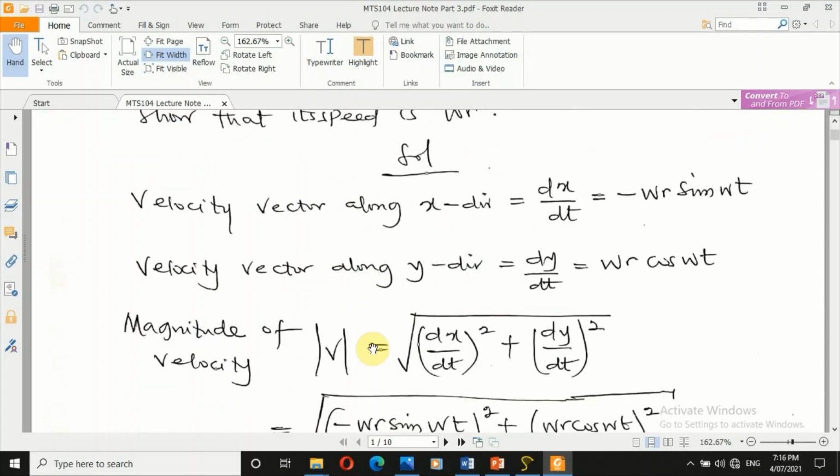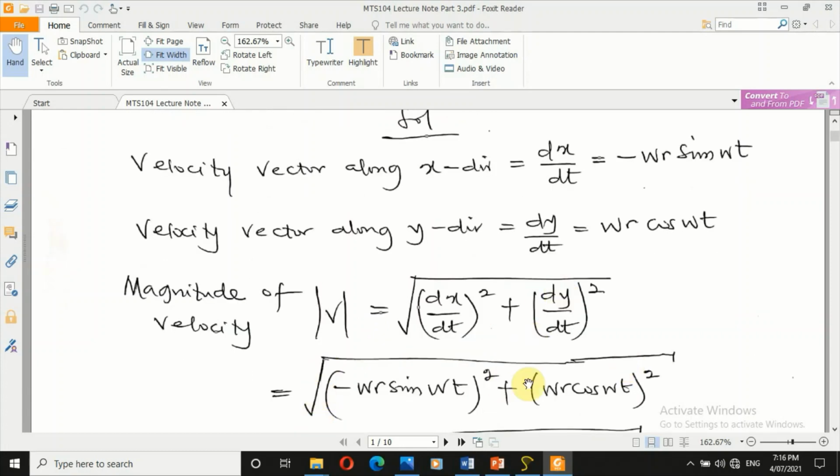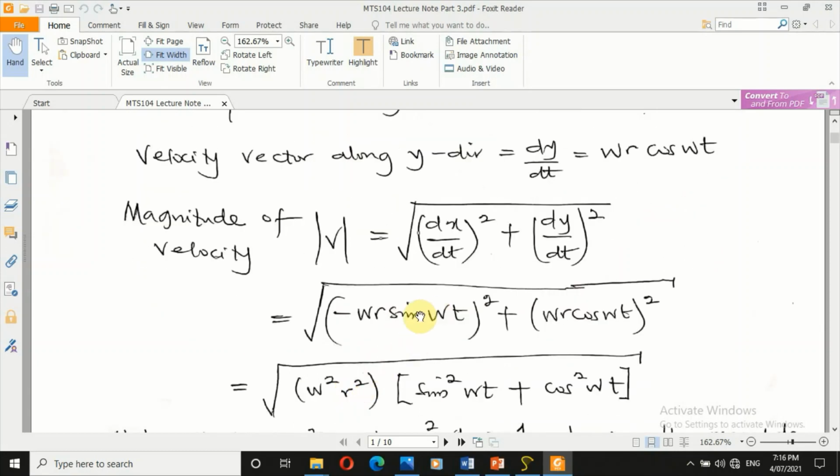That means that we use the formula which says the square root of the velocity along x squared plus the velocity along y squared. So look at it now, we have the square root of what we have here, that is minus omega r sine omega t squared, plus what we have here, that is omega r cos omega t squared. Then minus omega r will take its own square, sine omega t will also take its own square. Likewise here too, omega r will take its own square, cos omega t will take its own square. So we have this.